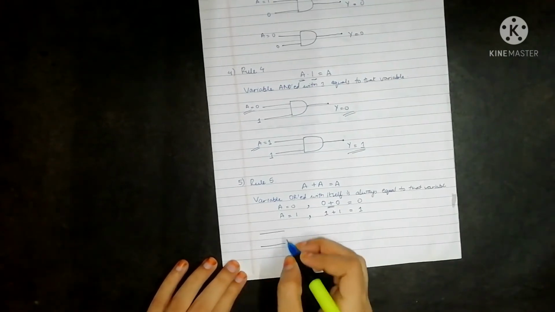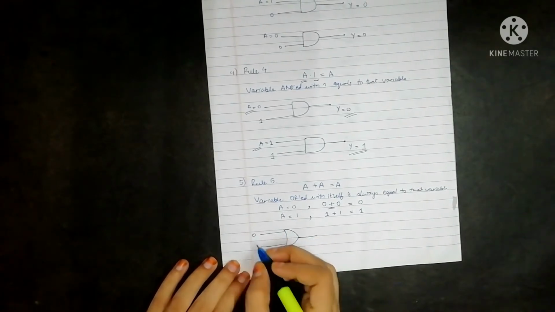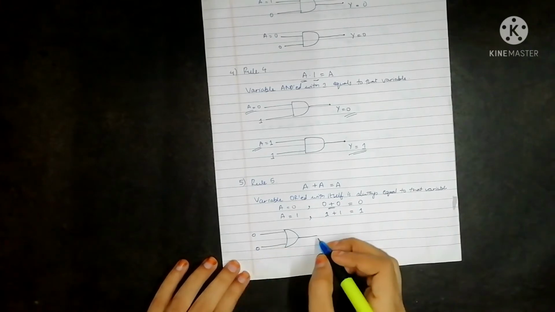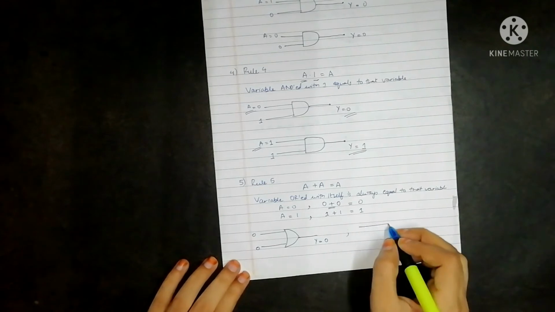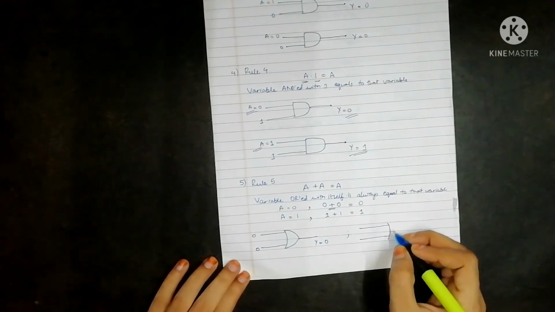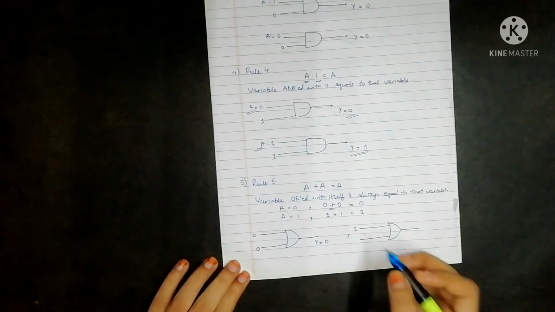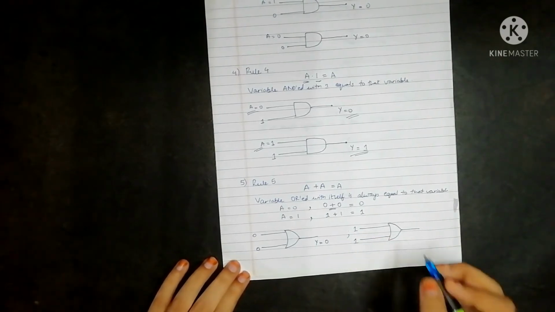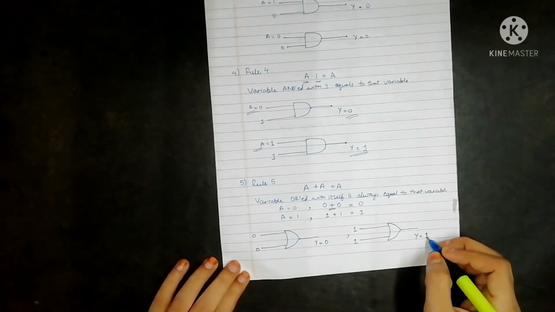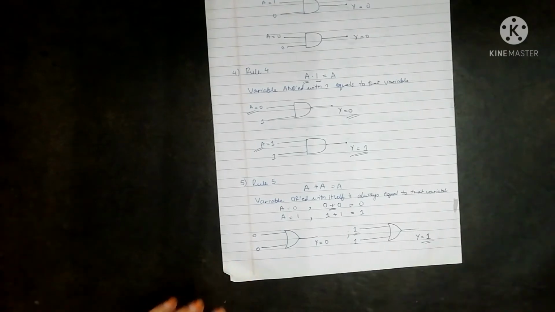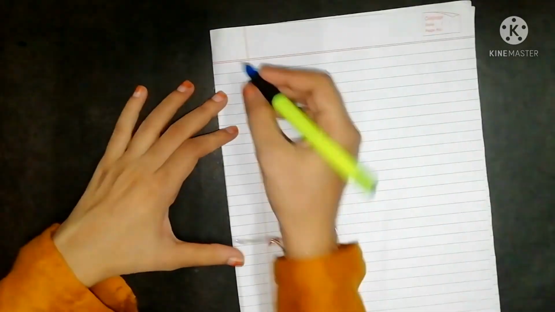In terms of logic gate, here is my OR gate. The variable which is ORed with itself and the output obtained is 0 plus 0, that is 0. In the next case, again we will take the OR gate. The variable is 1, we will OR it with itself, so 1 plus 1 is going to be 1 and the output obtained is the same variable. Okay, so this was the rule number 5. Moving ahead, we will see rule 6 of the logic gate.